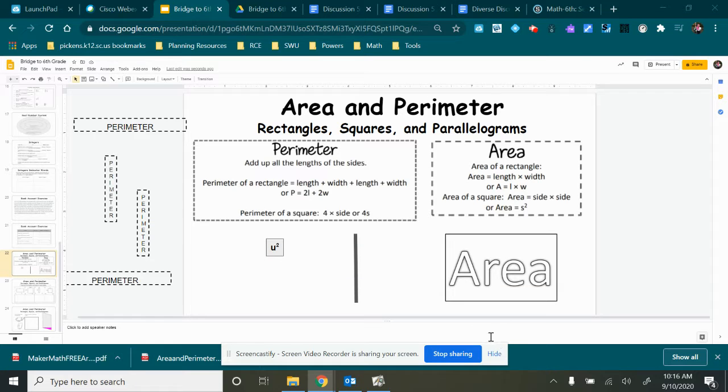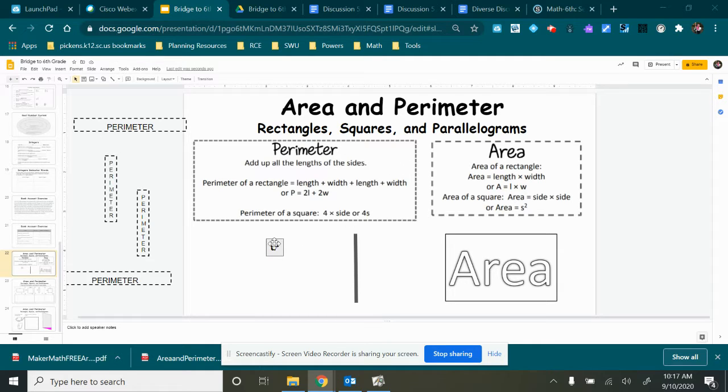Hello, guys. This is the area and perimeter lesson that I'm going to go over with you today. I am in the Bridge to Sixth virtual notebook. You do not have these notes in your paper notebook, so you are going to need to open that virtual notebook to see what I'm seeing here.